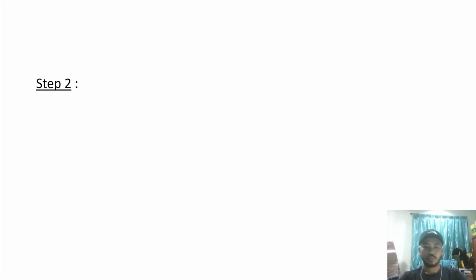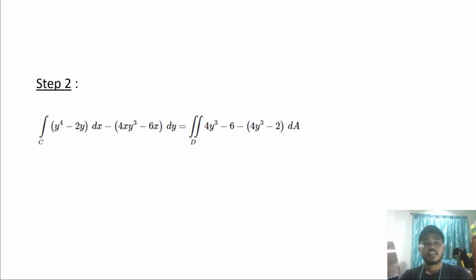We proceed to step 2. Using Green's theorem, the line integral becomes the integral over c of y to the power of 4 minus 2y dx minus 4xy cubed minus 6x dy equals the double integral over D of 4y cubed minus 6 minus 4y cubed minus 2 dA. And we will get minus 4 times the double integral over D dA. D is the region enclosed by the curve.